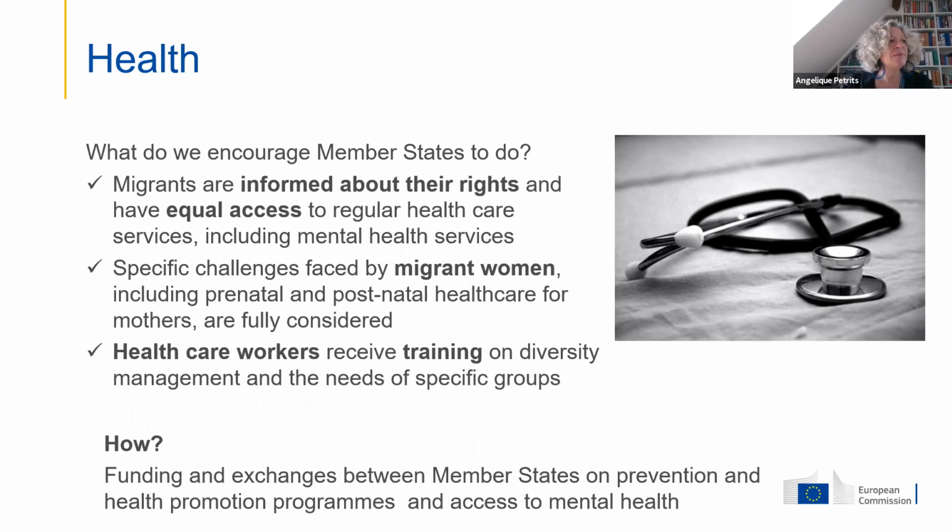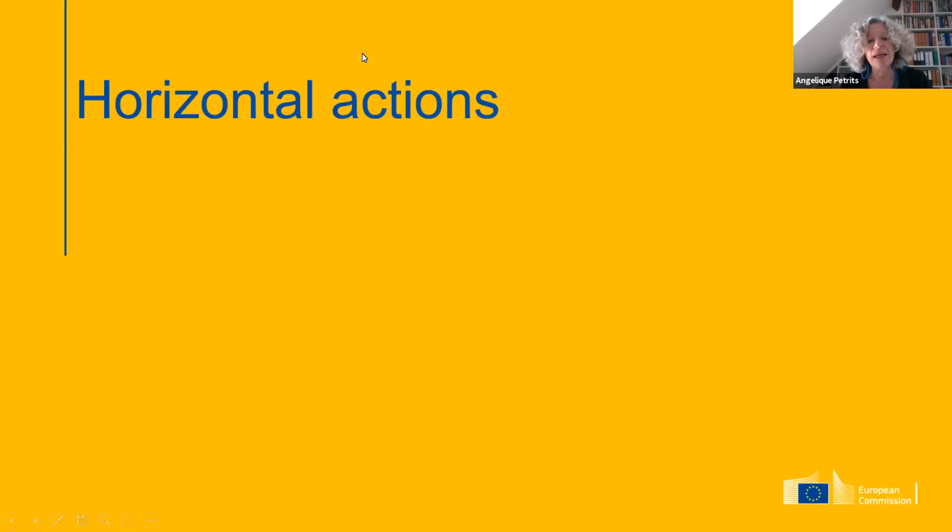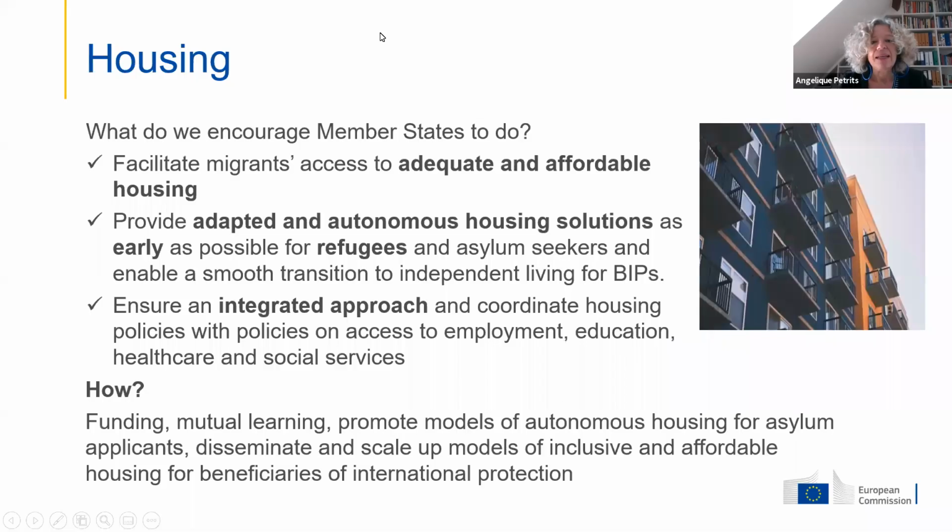So housing is the last area. The next slide. So what do we encourage member states to do? We would like them to facilitate migrants' access to adequate and affordable housing. Even in countries where there's no social housing, there should be mechanisms to allow migrants to have access to adequate and affordable housing.